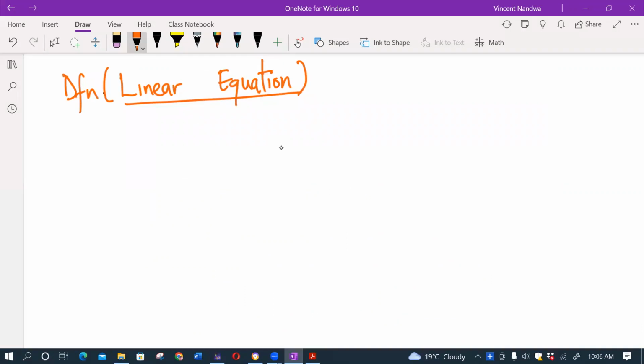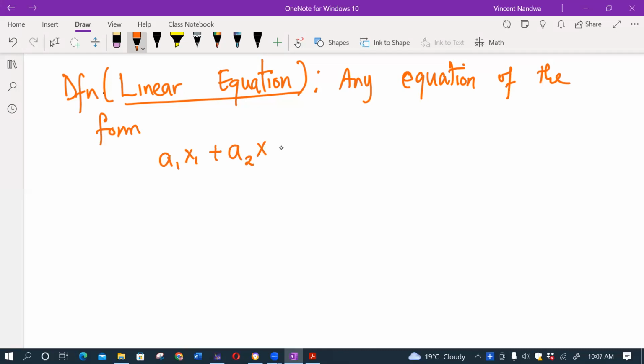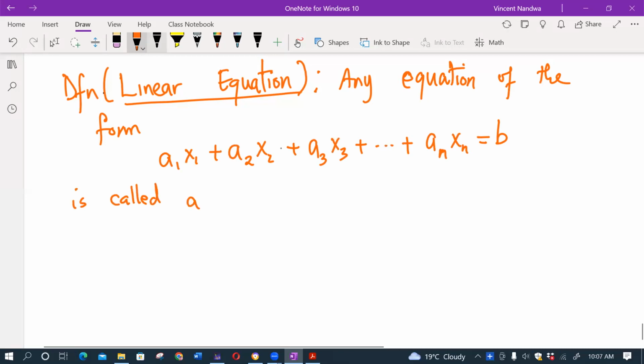So we define a general linear equation and then reduce the linear equations into a linear equation of two variables, and then discuss how to solve such equations when also the variable is only one. So a linear equation is any equation of the form... So any equation of this form is called a linear equation in n variables.